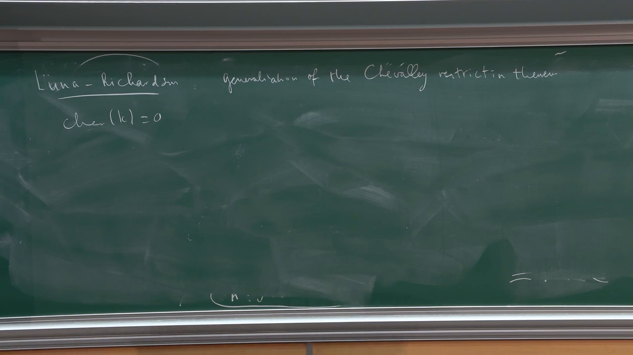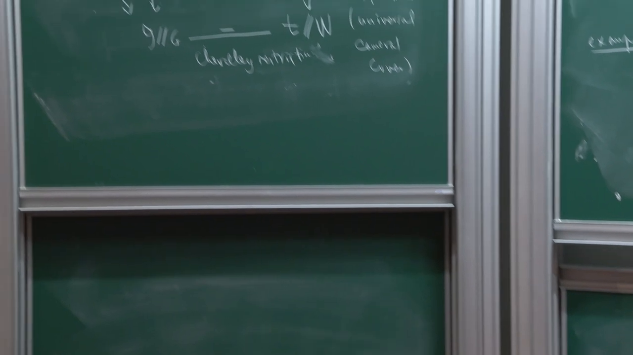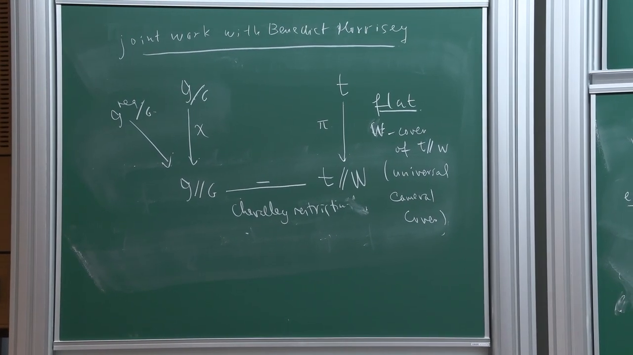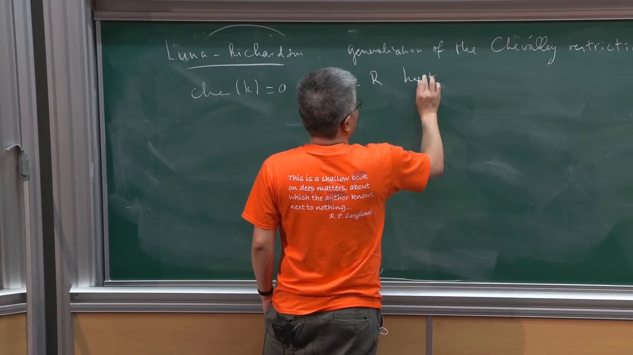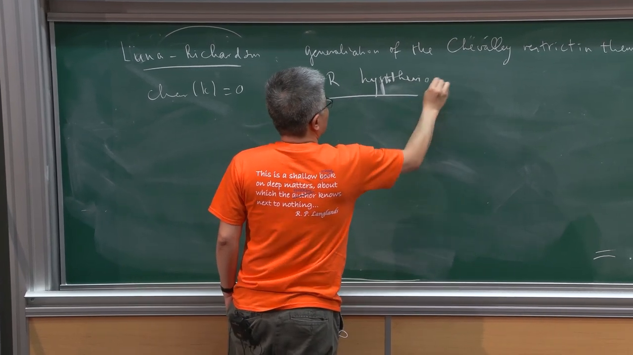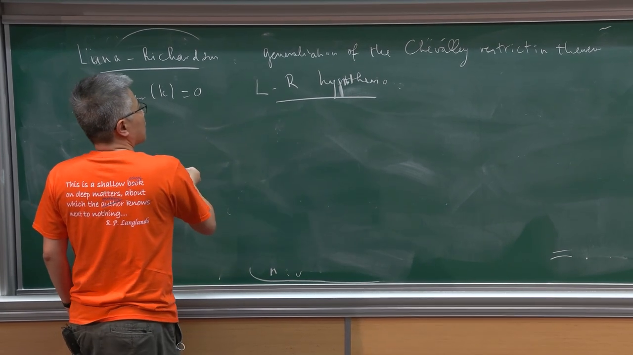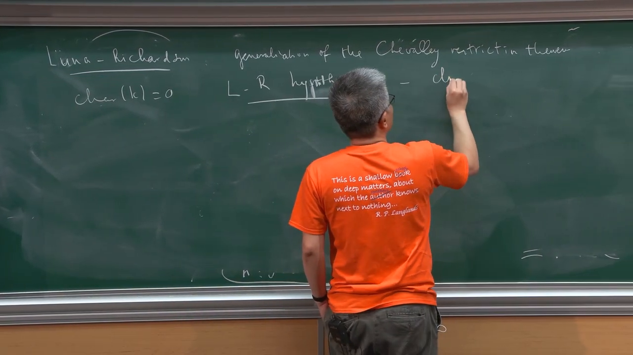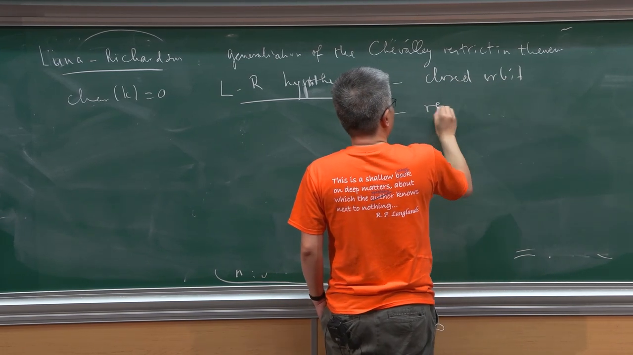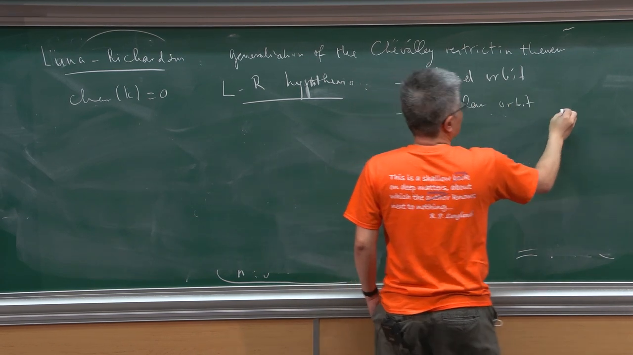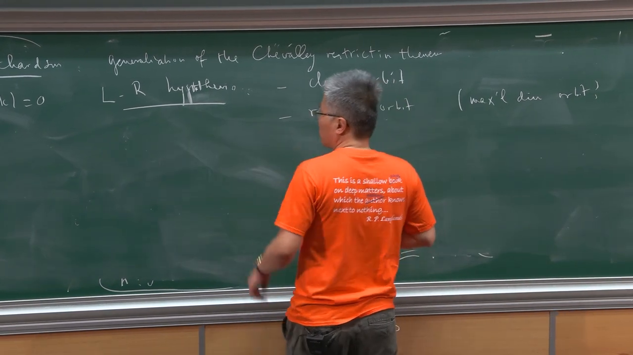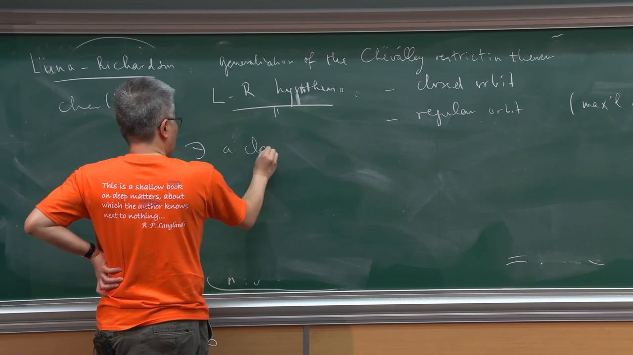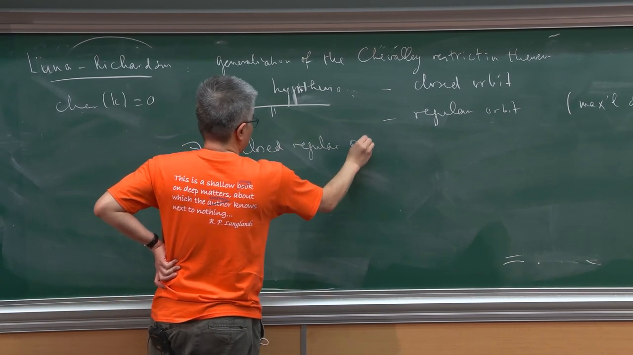In general you cannot expect this situation, but Luna and Richardson put out one single assumption, which is very nice. The Luna-Richardson basic hypothesis: you have the notion of a closed orbit, the orbit which is closed, and a regular orbit, that means one of maximum dimension. And the Luna-Richardson hypothesis just assumes that a closed regular orbit exists. And that's it.